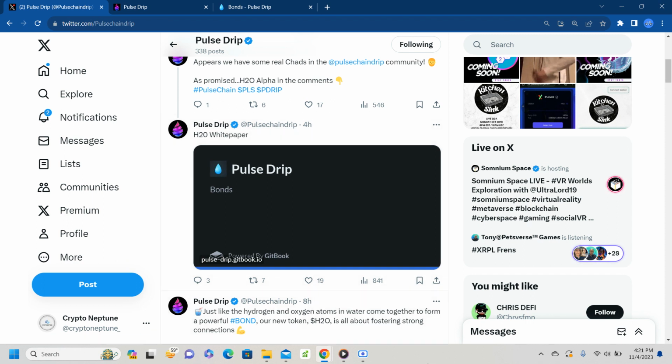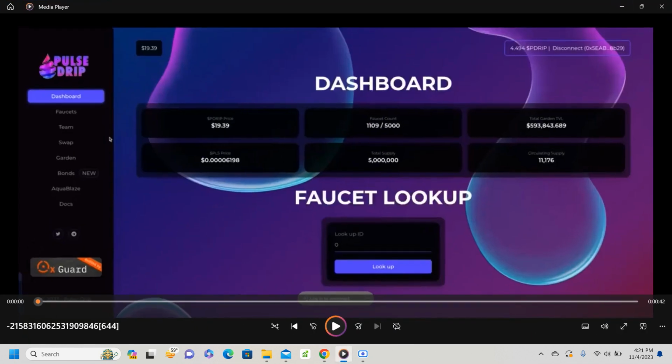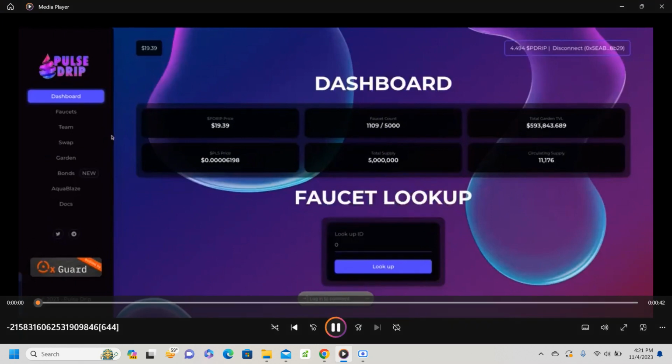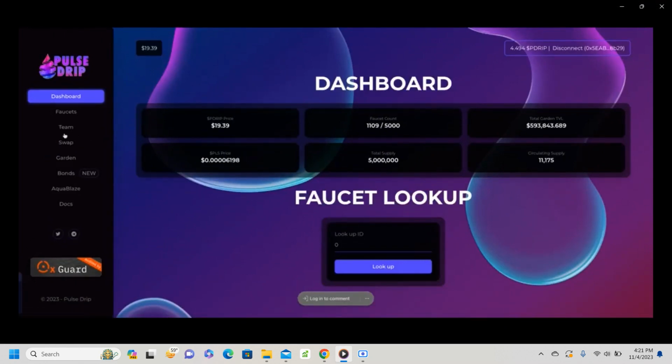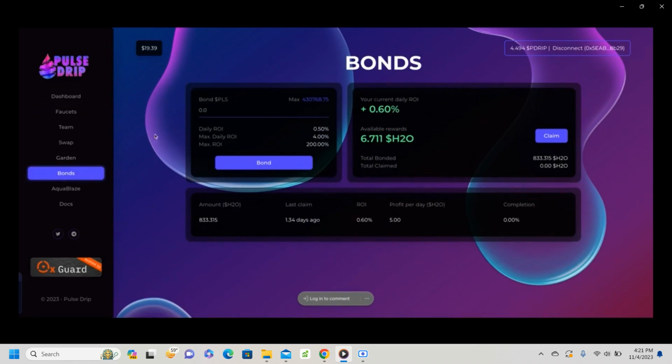Now, what I'm going to do is show a quick demo of how the bond works and how it's used to create H2O. But once you create that bond, you can also accumulate more H2O by using the bond. And essentially you've got to have some PLS to create the bond. It's a pretty straightforward demo, so let's take a look at it. So there's the bonds on the left there. That'll be the new addition, and then you're going to enter in your PLS here.